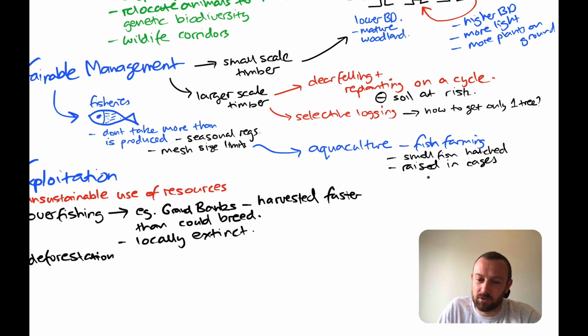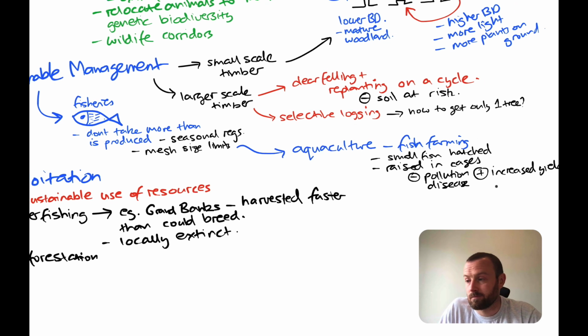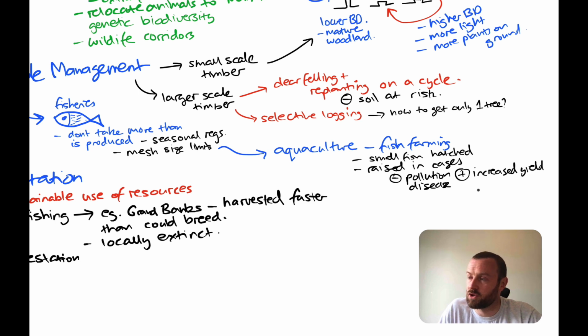And we'll just put a little negative: pollution, disease. Positive: increased yield, okay? Doesn't reduce wild populations. And then it's sustainable because every time you catch fish, you are replenishing with small fish, okay? So it is, by its very nature, sustainable. You replace what you harvest and so on.